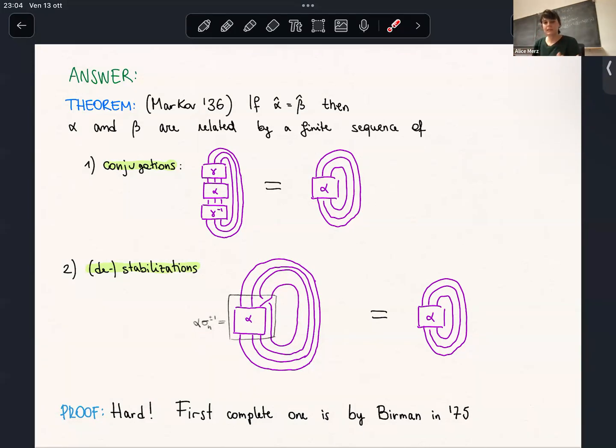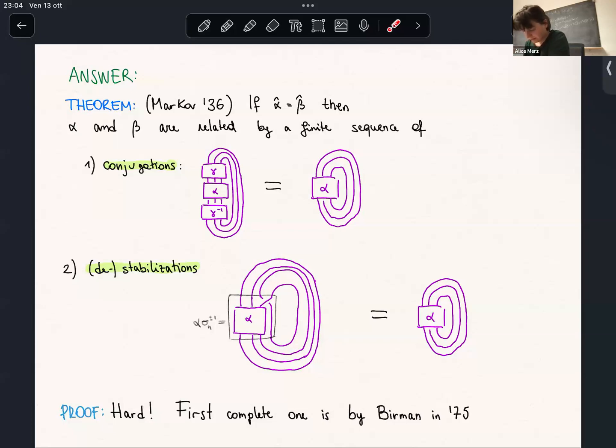Although the moves are quite easy and the statement is not that hard, the proof of this theorem is pretty hard. In fact, the first complete one is due to Birman in 1974, so more than 30 years later, almost 40 years later.